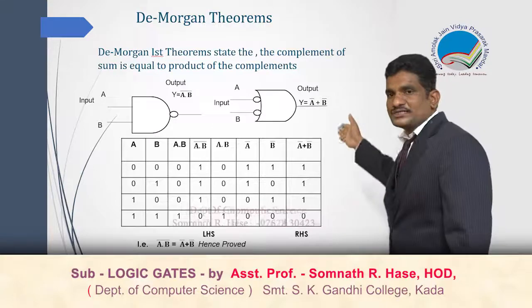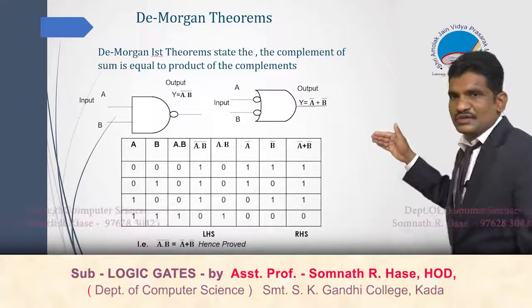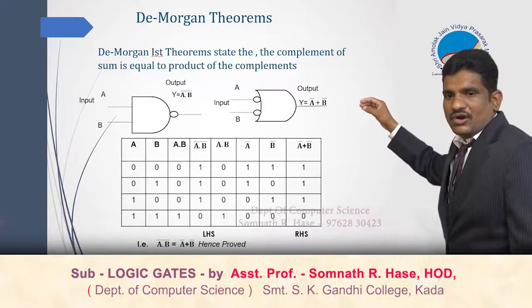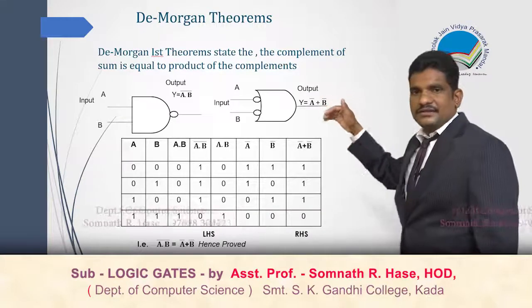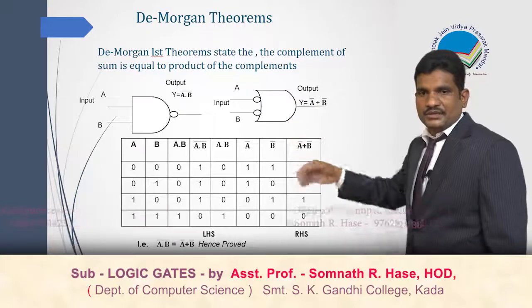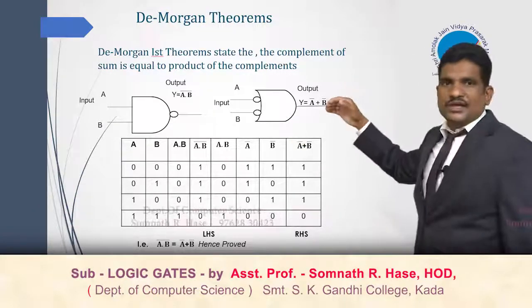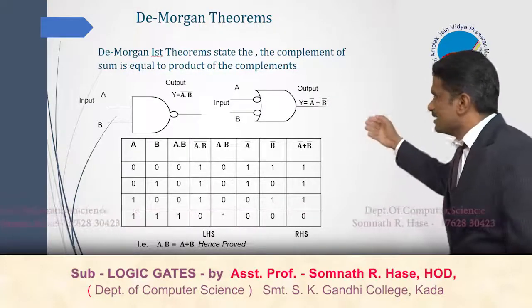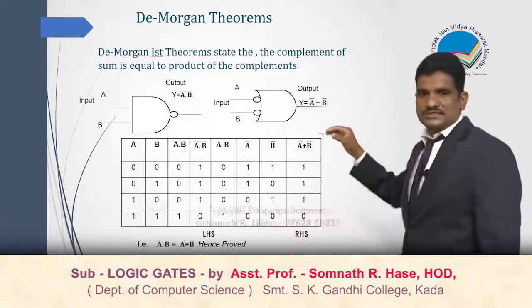So this is the logical symbol. Here both A and B are inputs. Y is equal to A NAND B, and also Y is equal to A not plus B not. So here in these slides we can see A and B: when both are 0, when both are 1, when one is 0 and another is 1, and when one is 1 and another is 0.